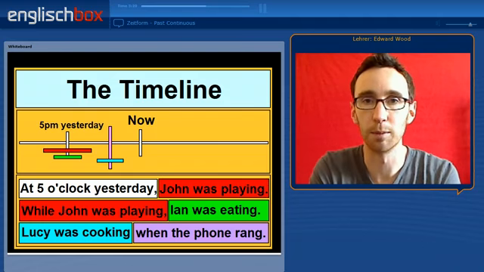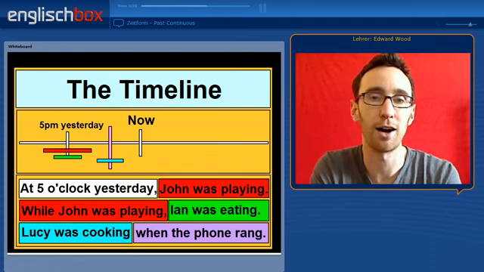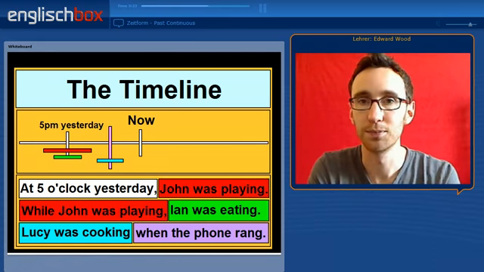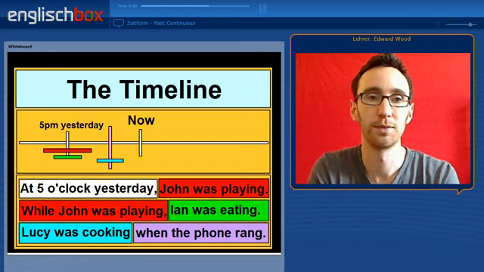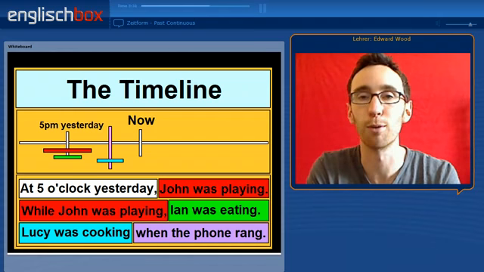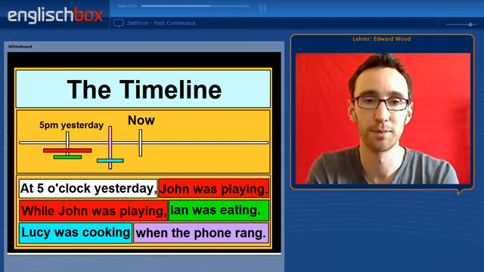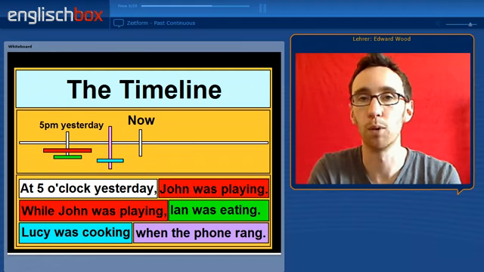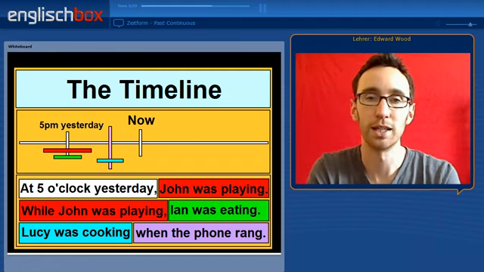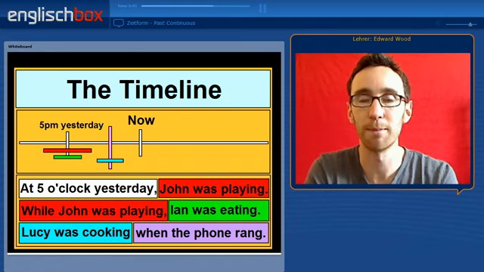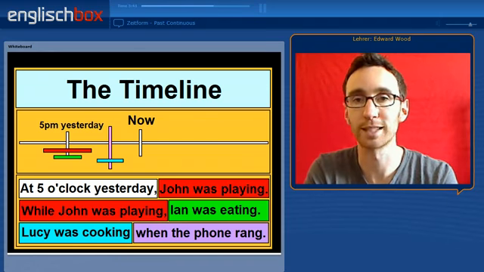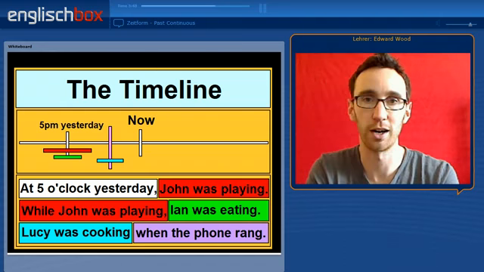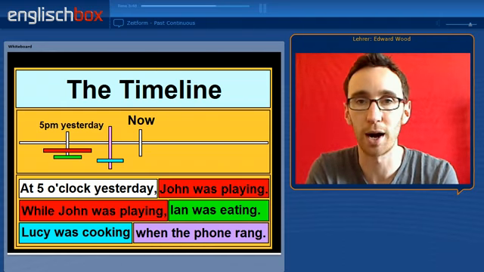Let's look at this in a little bit more detail with a timeline. So here you have the timeline. In the middle, you have the present, and we have an example time of 5 p.m. yesterday. So we can say at 5 p.m. yesterday, John was playing. The action started before 5 p.m., was in progress at 5 p.m., and continued after 5 p.m. So in this case, we use the past continuous.